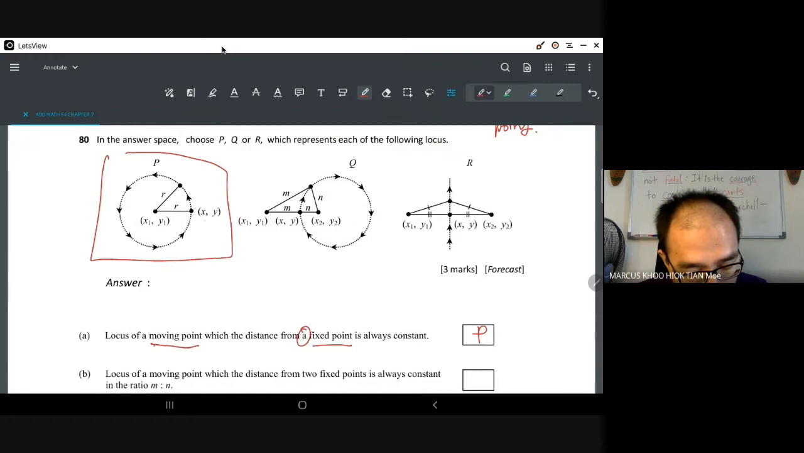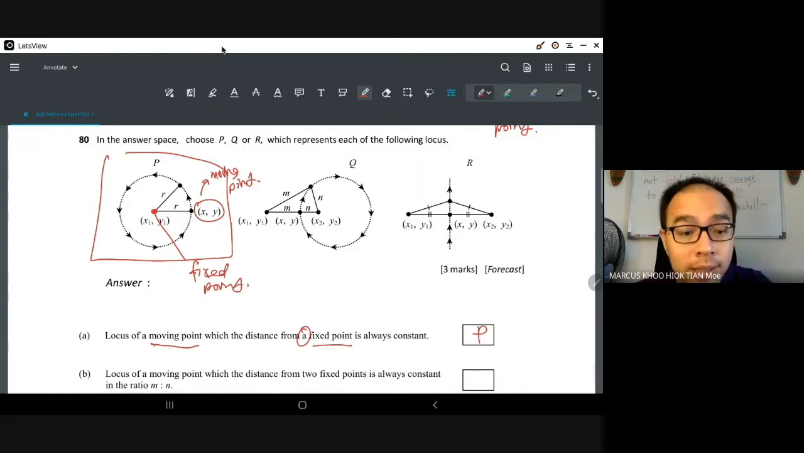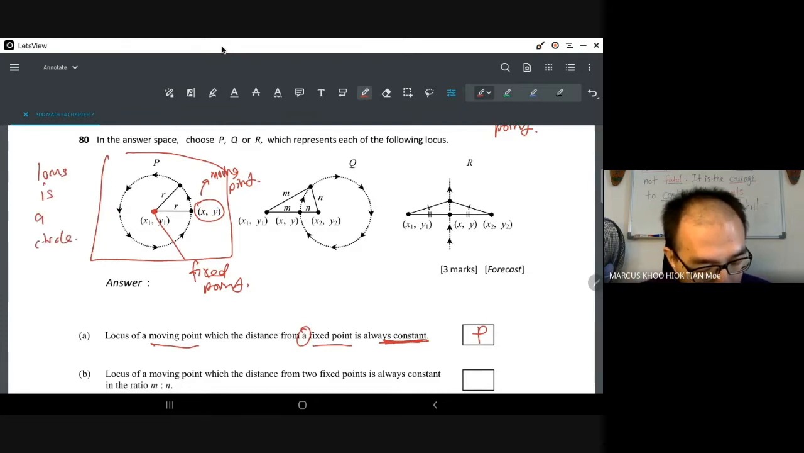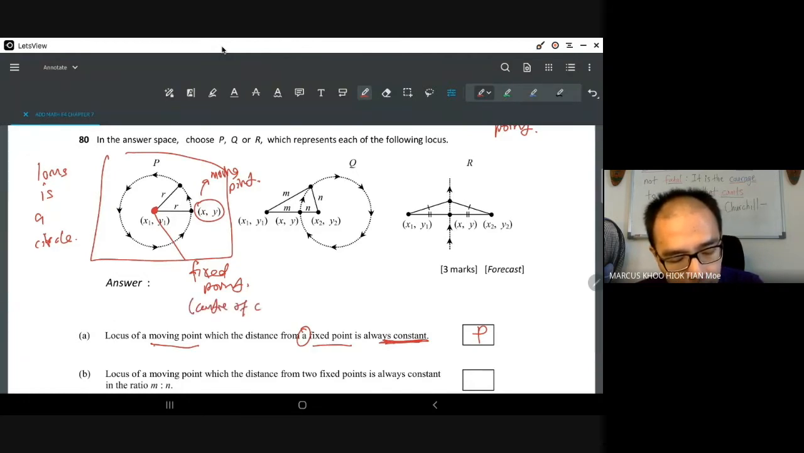So let's say this is the moving point, and this is the fixed point. The locus or the path of this moving point, because you want to make sure that it is always a constant distance, is a circle. The locus is a circle because the fixed point is also known as the center of the circle.